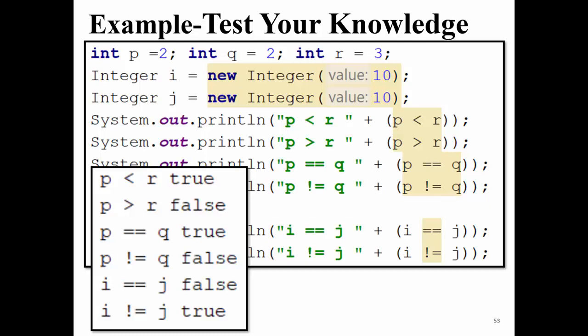Any other questions? So how can I make I and J have the same address? You do the assignment. Like you say I equals J, and you're going to see that later on. In that case, you make I and J refer to the same object. Okay?